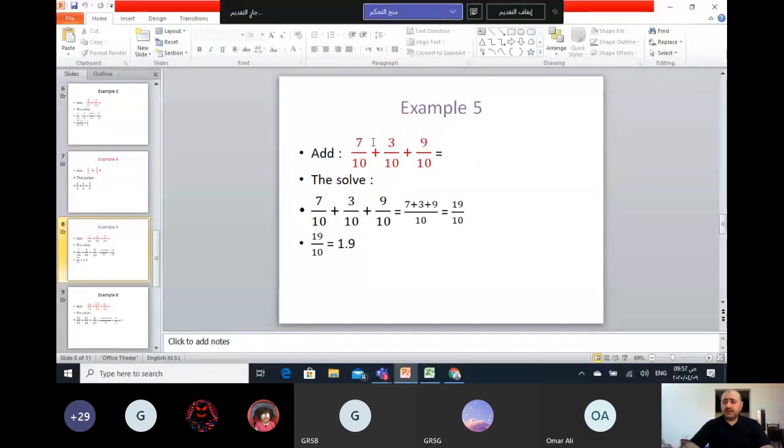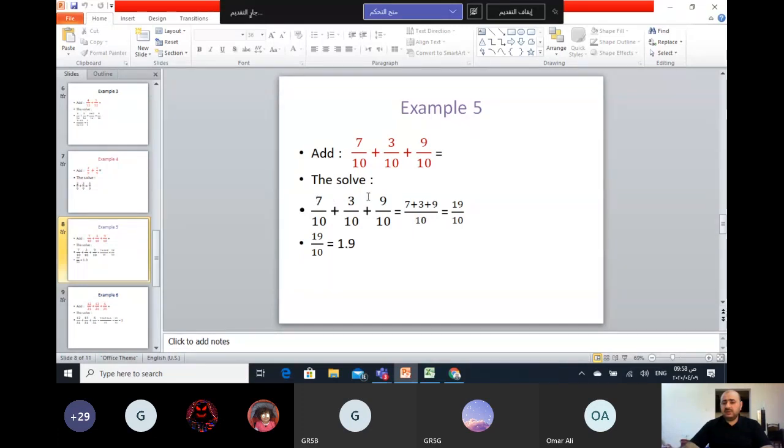Example 5, I can add 3 fractions or more, 4 fractions, 5 fractions, etc. I can add any number of fractions. So as you see here, you have 7 over 10, here we have 3 over 10, and here we have 9 over 10. How to add the 3 fractions here? To solve this, look at the denominators. We have the same denominators here, which means put the same denominator in the answer.